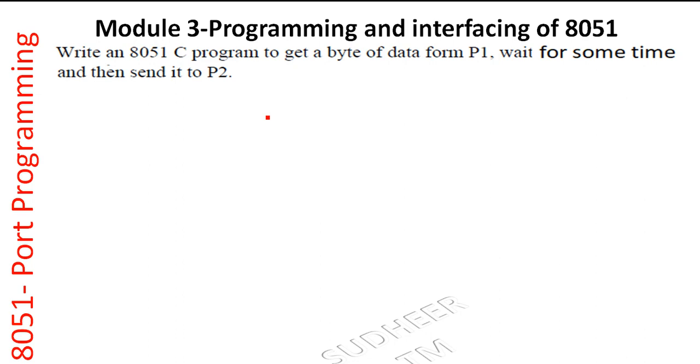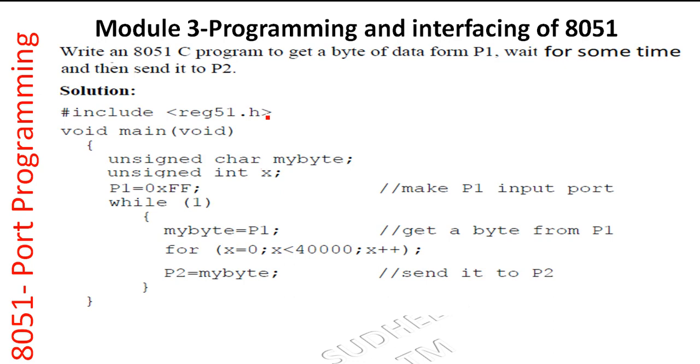After the microcontroller reads some data, it has to wait for some time. After that delay, we need to send it to port P2. Let us check how we can implement this simple project. The program is, as usual, we have the hash include statement: #include <reg51.h>, then void main. The header file is included, then the main program is started here.